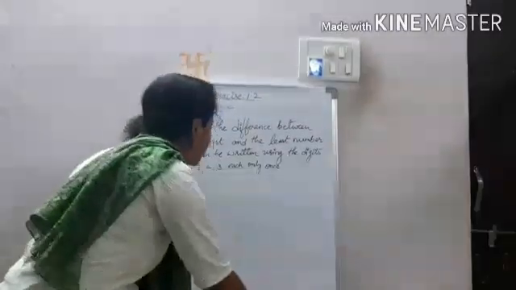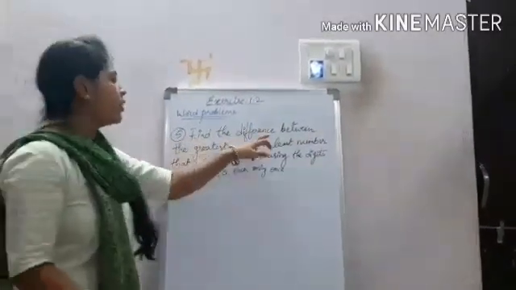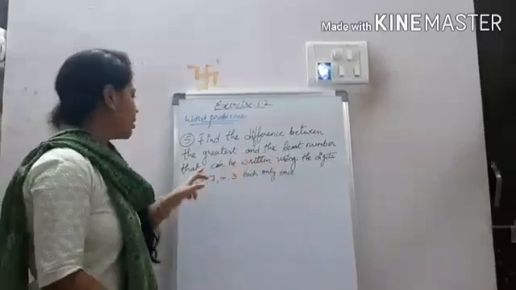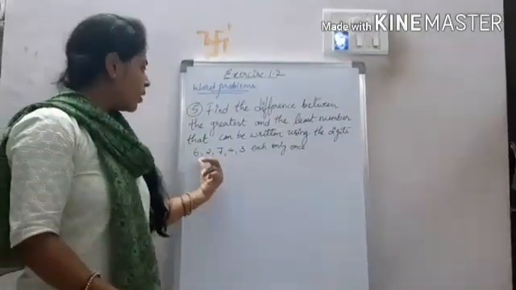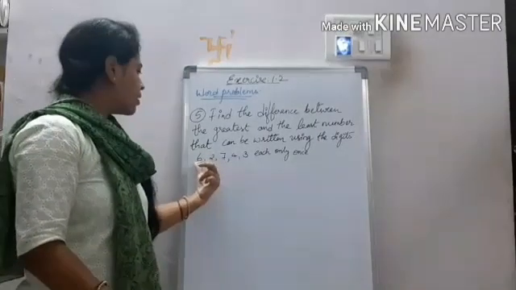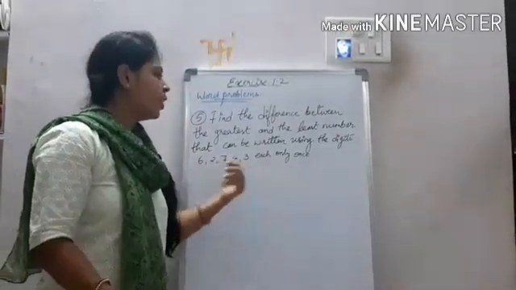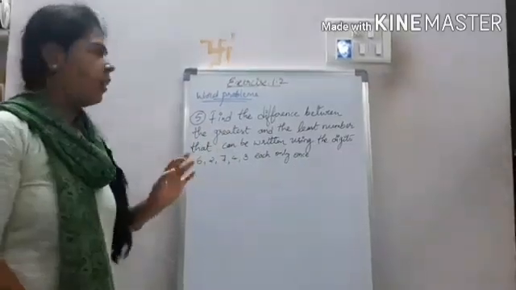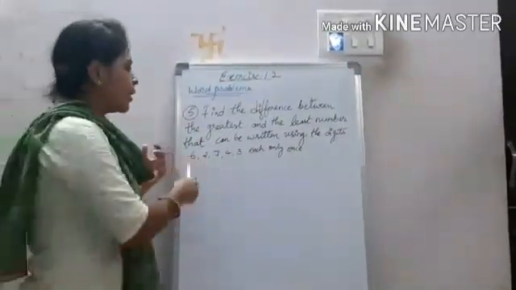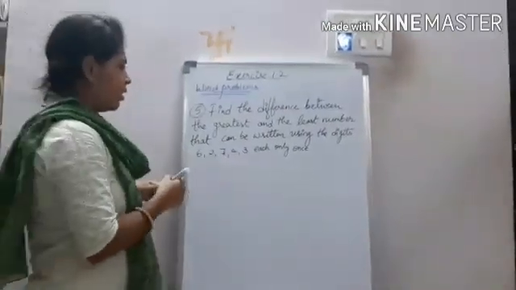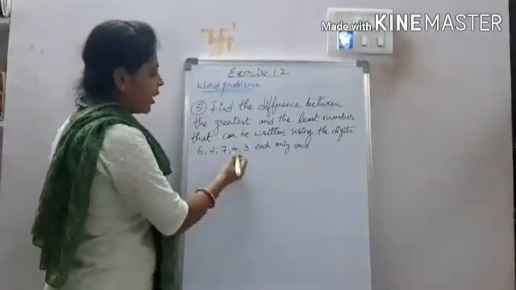The fifth problem is given there: find the difference between the greatest and the least number that can be written using the digits. The digits given are 6, 2, 7, 4, 3, each to be used only once. Already madam has taught you how to form the greatest number and the least number from given digits. You can see the 5 digits are given.